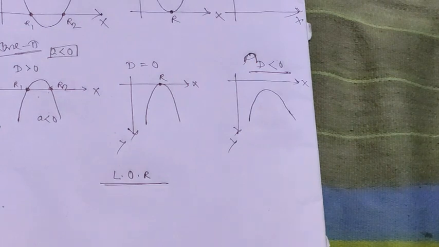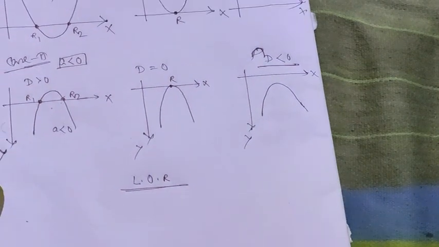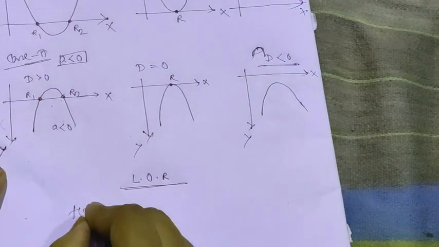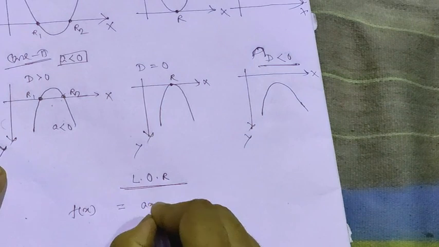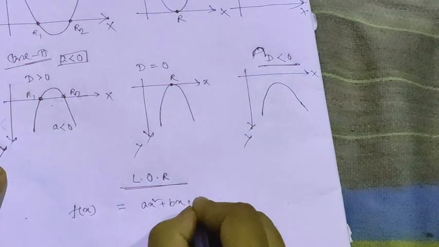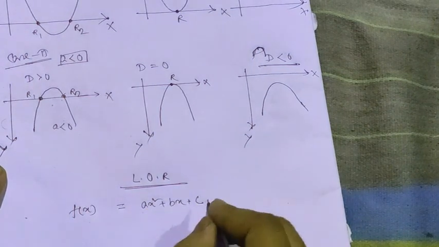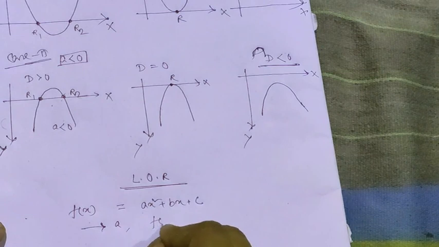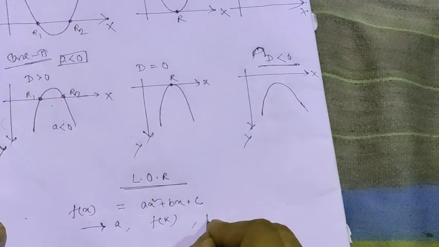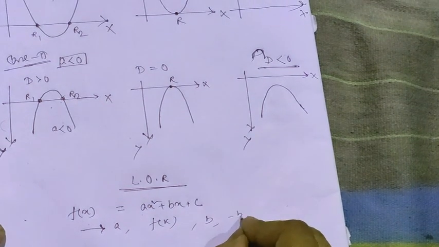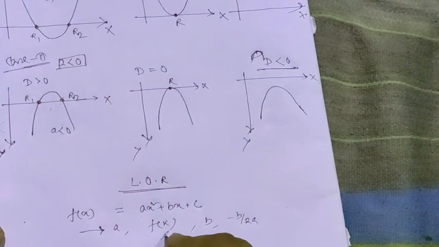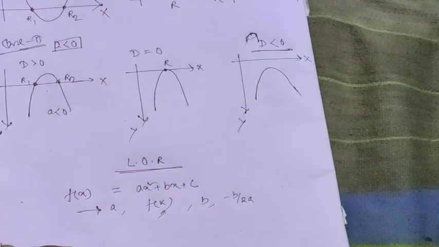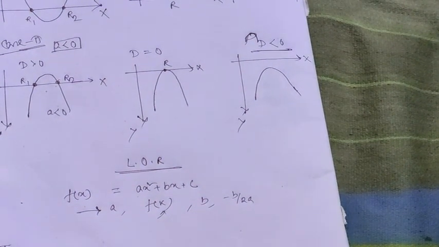So in general, if I take the function f of x equals ax square plus bx plus c, where a is the leading coefficient and c is the constant term, we will need this term, that is a f of k, and minus b by 2a, and k is any arbitrary number here. So I take type 1.